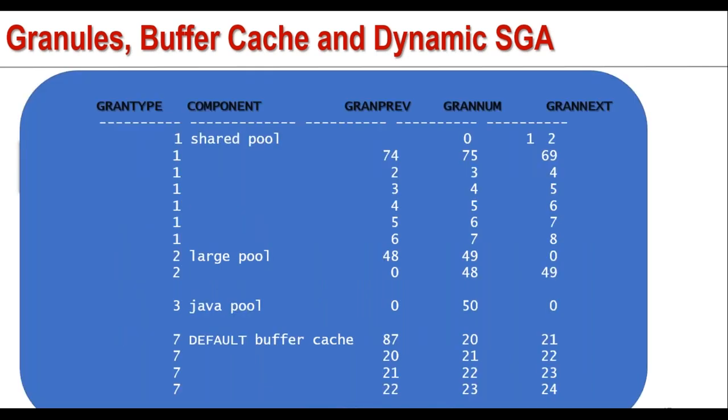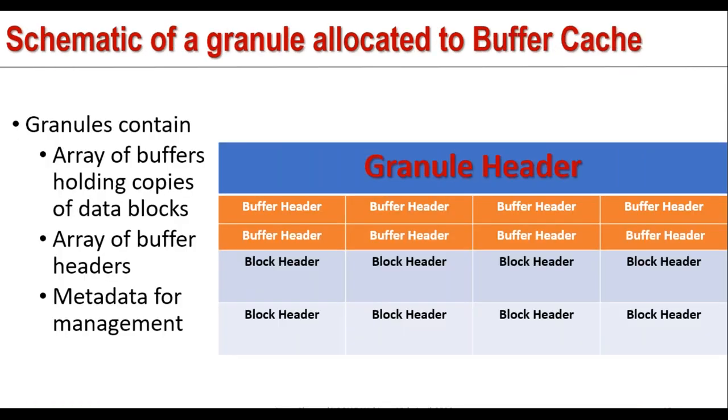Now you can see the output of that coming up over here: shared pool, large pool, Java pool, default cache. So there is a link list, I would say, which is created. And this link list is going to be holding the previous, the next, and also the granule allocated to the particular structure. Again, a granule is basically a unit. That means it is going to hold the information required to make up that particular memory area. And this is what the granule for the buffer cache is going to hold.